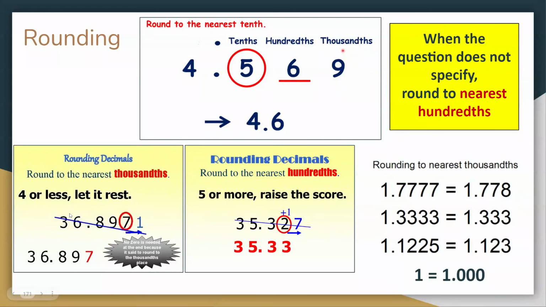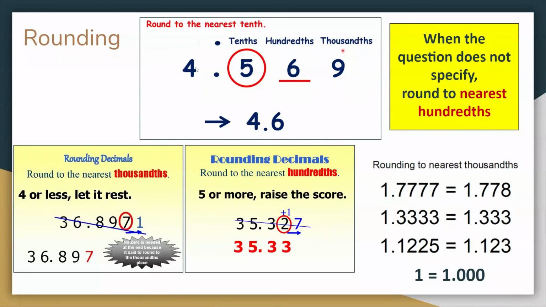Here's one thing you need to know. 4 or less, let it rest. 5 or more, raise the score. So if the number to the right of the number you're trying to round is 4 or less, then you just leave it as it is. But if the number to the right is 5 or more, then you're going to add +1 to this 5 right here.